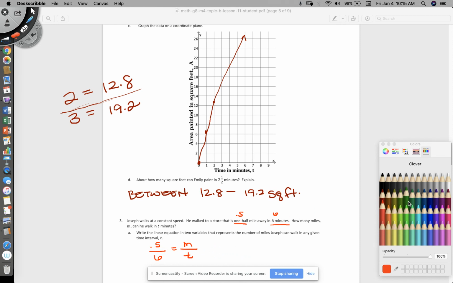So now we're going to do our cross multiply, and I get 6M equals 0.5T. Again, I want that variable by itself, so I need to get rid of that 6. And my final equation is M equals 0.5 over 6 times T. So that's going to be the equation I use for solving out my table.